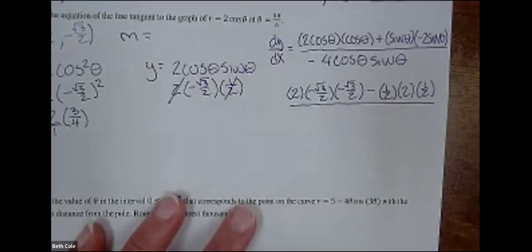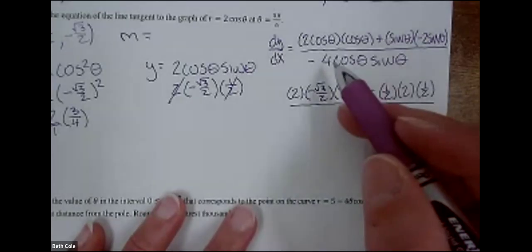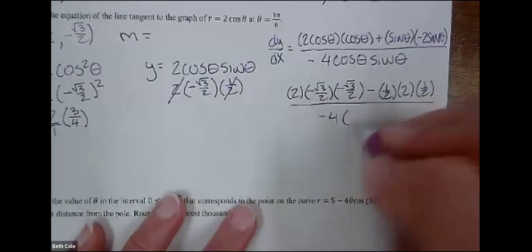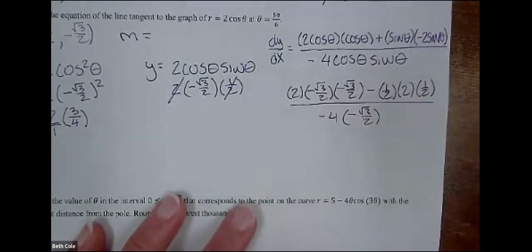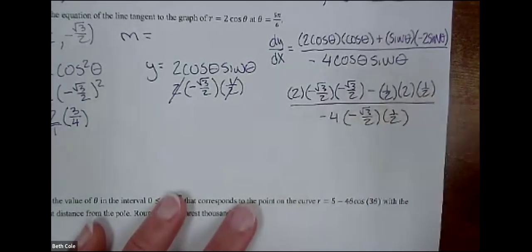Over negative 4 times negative square root of 3 over 2 times 1/2.